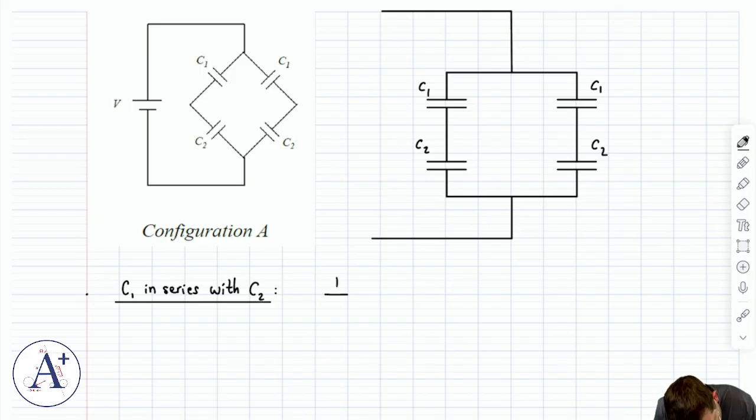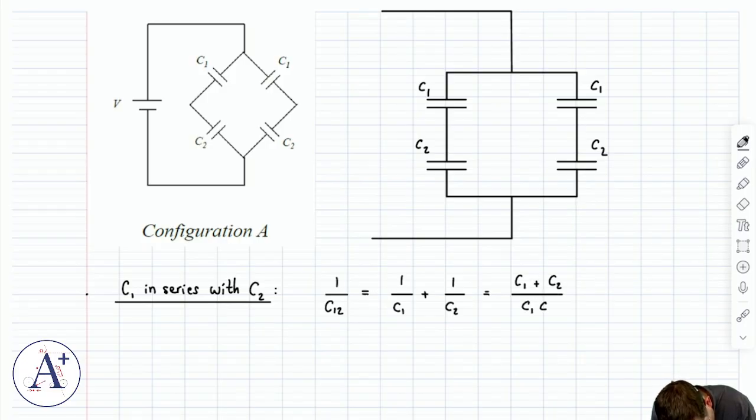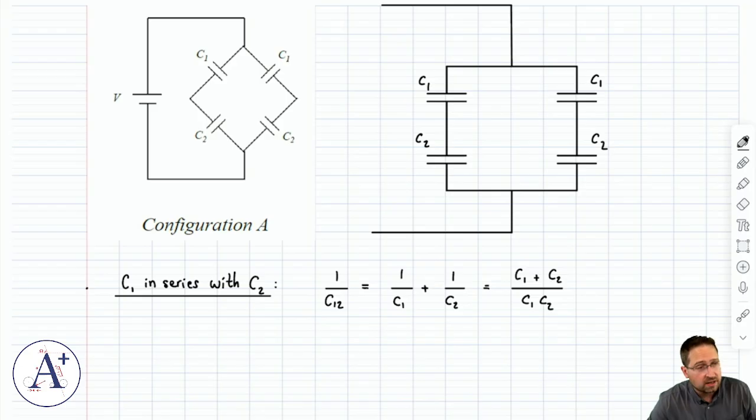Okay, now I always want to say how they're arranged before I write the formula, because now I can say, okay, well, let's call C12 the equivalent capacitance. 1 over C12 is 1 over C1 plus 1 over C2, which is C1 plus C2 divided by C1 C2. Okay, and now don't make the mistake 25% of students make when they do this on the exam. They forget to flip it. We don't want 1 over C12. We want C12. So C12 is going to be C1 C2 divided by C1 plus C2.